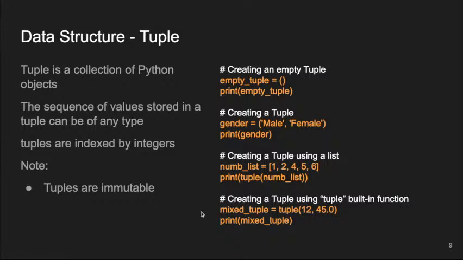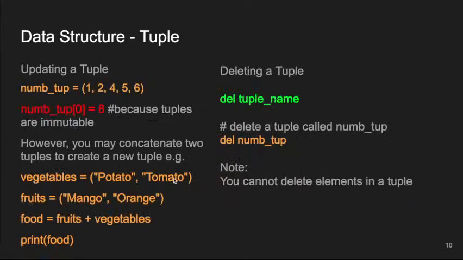So tuples are similar to lists, except that you can't change the values in the tuple. As you can see here on this slide, you can't update the values of the tuple. You can't assign 8 to replace what is on index 0 here. So instead of having 1, you want to replace it with 8. You try something like this, you will get an error in Python because tuples are immutable.